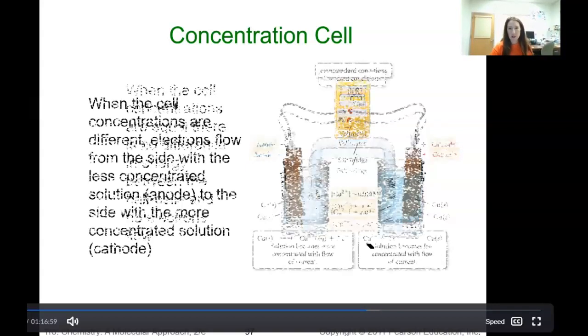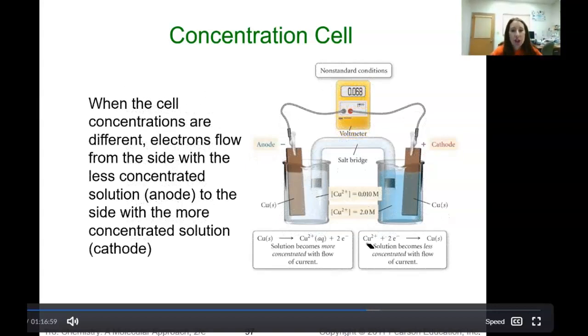But let's change the concentrations. All we did was increase the concentration over here and decrease the concentration of this one over here. When the concentrations are different, the electrons flow from the side with the less concentrated solution, that's our anode, to the side with our more concentrated solution, our cathode. Now let's look at what happens in that case. The electrons move over, but let's look at what's happening to the solutions themselves.